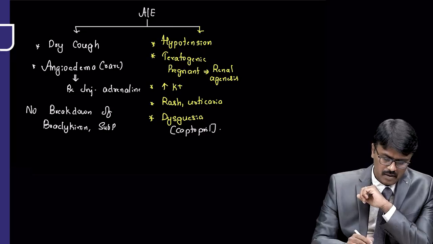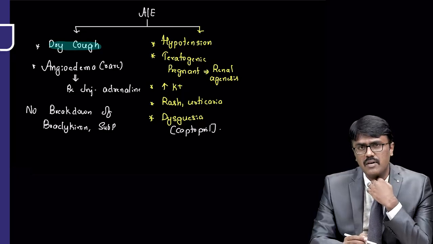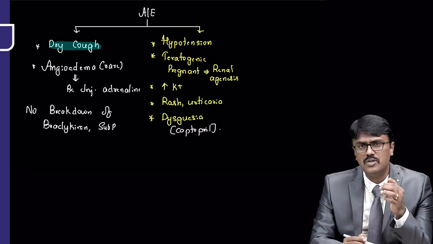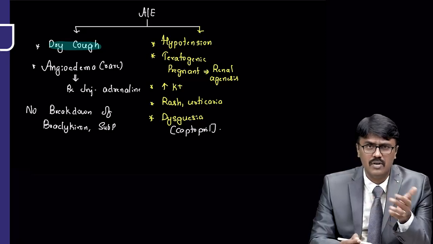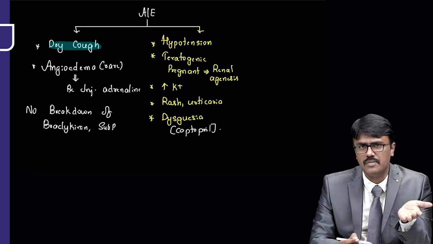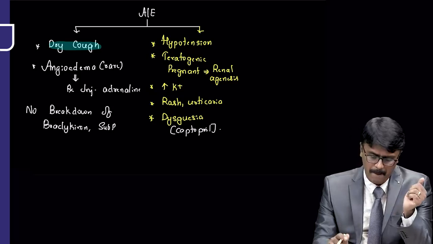Now, if the patient on an ACE inhibitor develops dry cough, what is the next step? If they ask in the exam, what will you write? The next step is to change the patient to an ARB. Don't give cough syrup, don't do a chest X-ray, don't do an MRI and all. No, you should change the patient to ARBs.